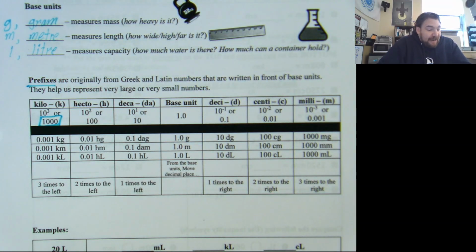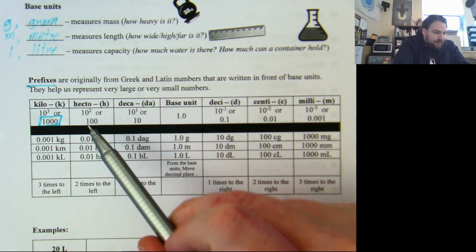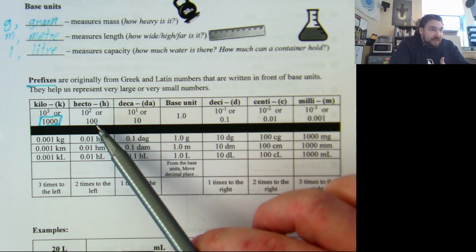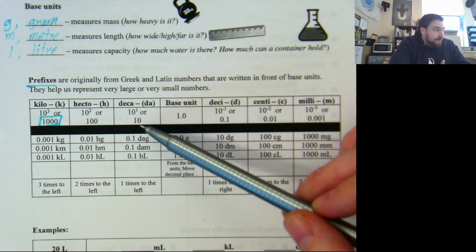So the classic example is the kilometer. If I have a kilometer, that means I have 1,000 meters. There are some that we don't use very often. Hecto and deca we don't use very often, but hecto means 100 of something. If you have a hectometer, you have 100 meters. If you have a decameter, you have 10 meters.